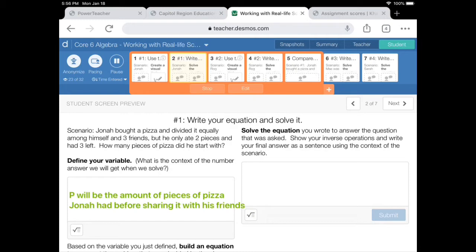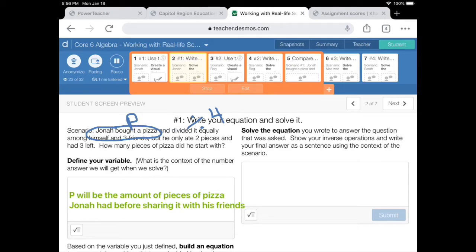So one thing we need to think about is, it says Jonah divided the pizza equally. So it says Jonah bought a pizza. This is going to represent our P. And then he divided it equally among himself and 3 friends. So that means we're going to have to take that P and we're going to have to divide it by 4, because that's how many people we're splitting it into.